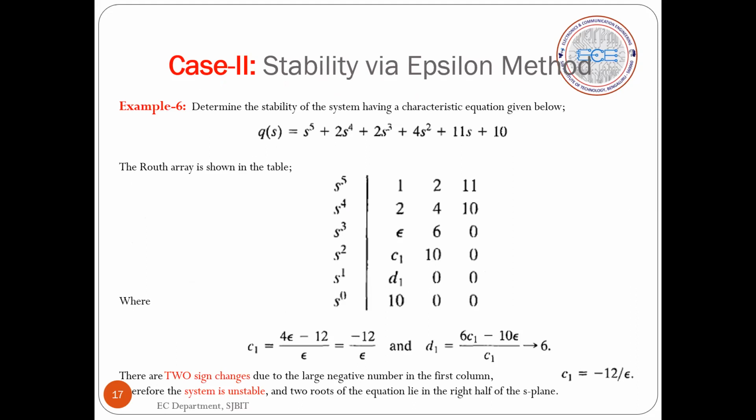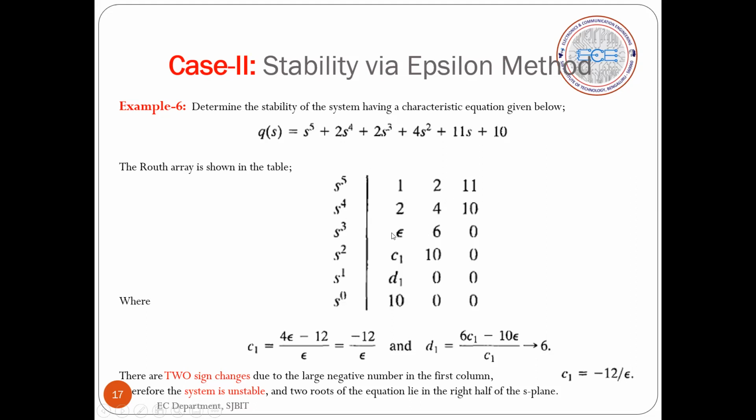Now we have to construct the Routh table. As I know, the first and second rows we will fill up by looking at the coefficients of the characteristic equation. As I said, taking alternating terms, for s^5 we take 1, 2, 11. That is the coefficient we have in the first row. For the second row, the left-out coefficients, we take in sequence: 2, 4, 10.